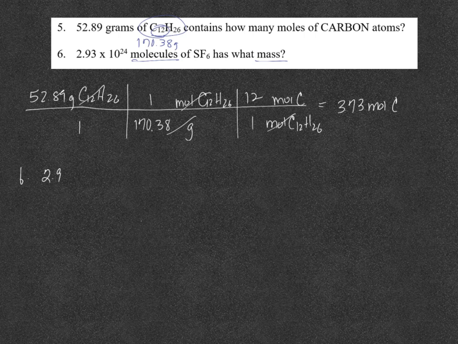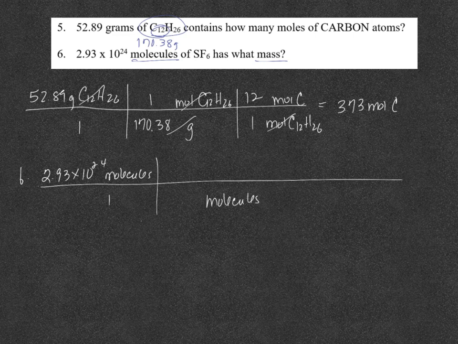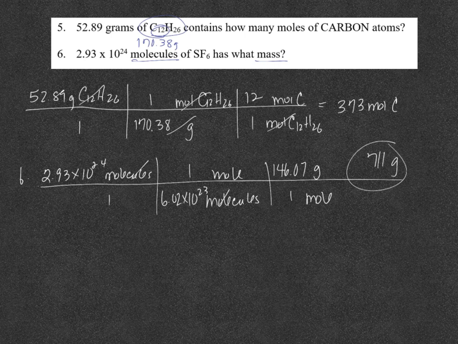So I start with 2.93 times 10 to the 24 molecules. Put it over 1. Molecules comes down. Mole goes to the top. There are 6.02 times 10 to the 23 molecules in 1 mole. And now I can go from moles to grams. 1 goes next to mole. And we calculated the molar mass of SF6 in number 2 up above, and that is 146.07. And I get an answer of 711 grams.